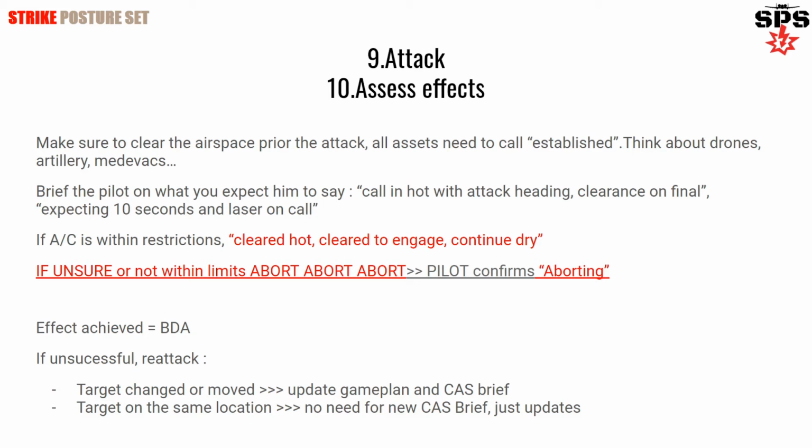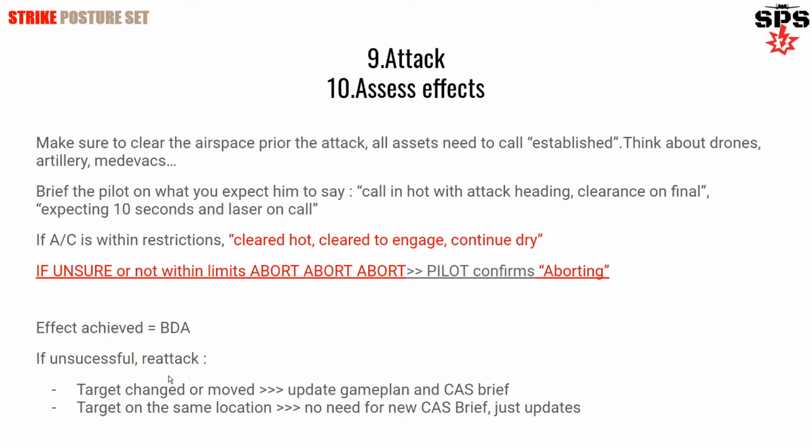And so on the pilot's side here, you just need to show up on the right heading and call it in, and then you wait for the JTAC to clear you. If you're not within restrictions, the JTAC will assess that and abort you, and you need to confirm aborting. So you dropped your bomb, you say one away, 30 seconds, splash observed. Now what did it do to your target? The JTAC has to look at it, or if he can't, he will ask you the BDA. If the attack is unsuccessful, you will re-attack.